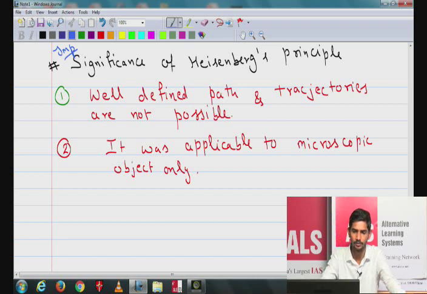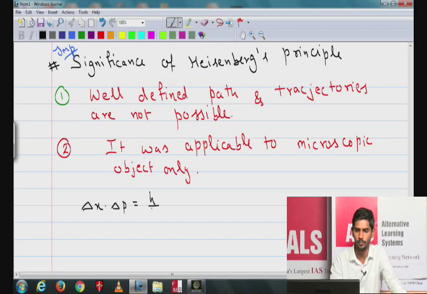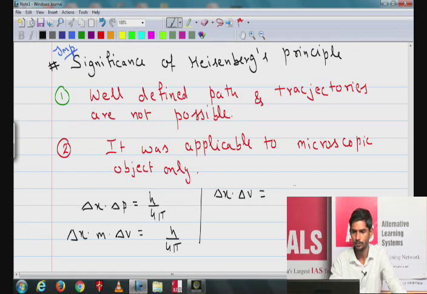It was applicable to microscopic objects. Okay, I'll explain it to you. See, we have just encountered the relation delta x dot delta p is equal to h upon 4 pi. I can write, instead of delta p, delta m dot delta v is equal to h upon 4 pi. If I solve it, delta x dot delta v should be equal to h upon 4 pi into m.